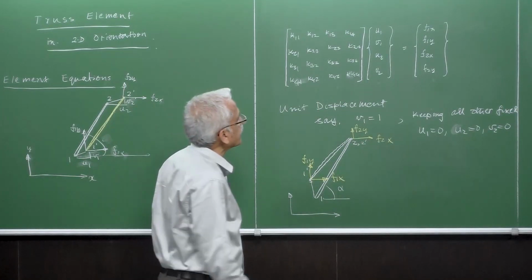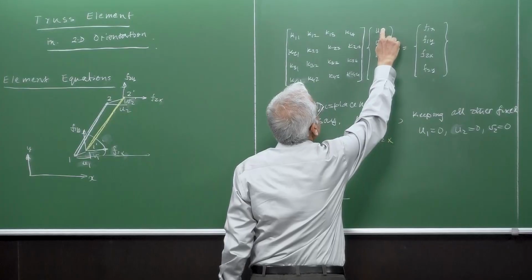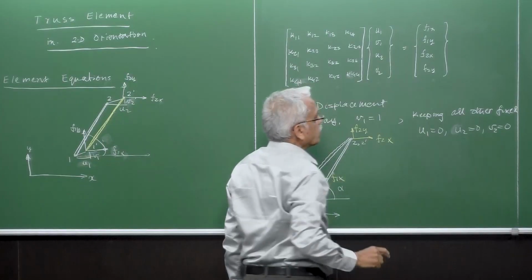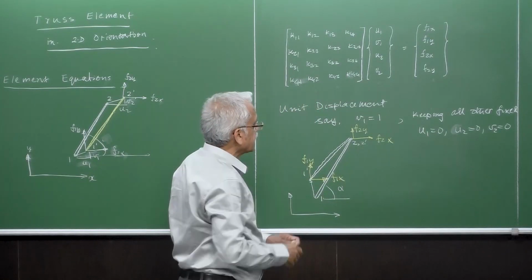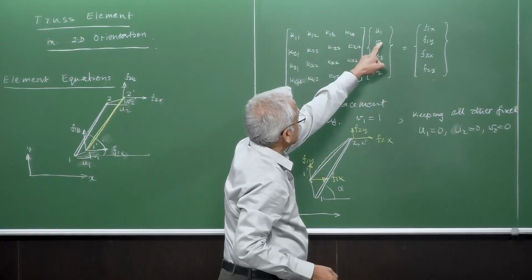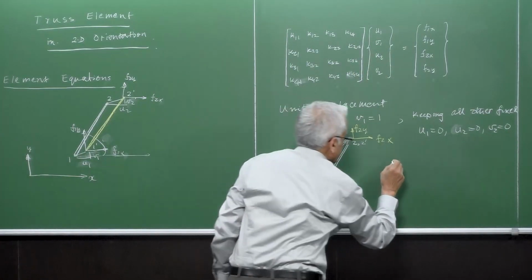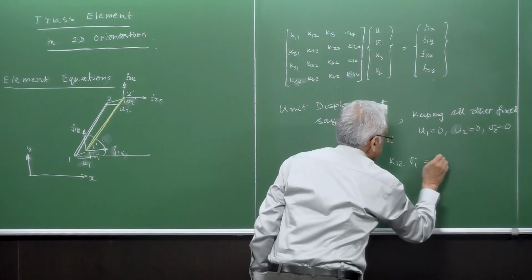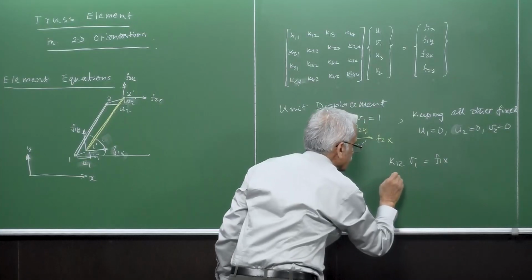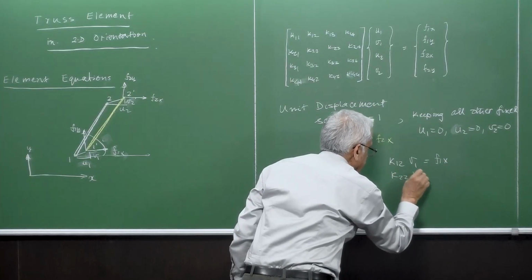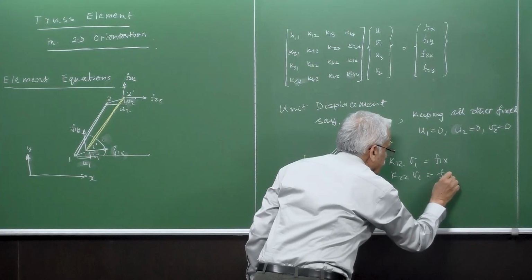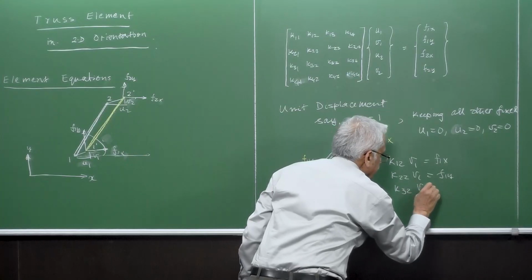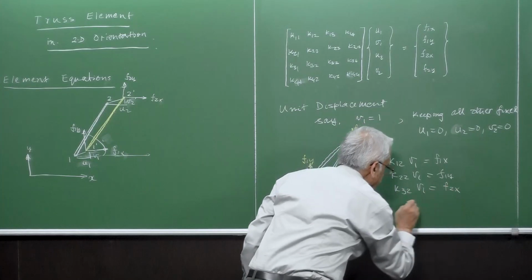The significance is this: if you put u1 equal to 0 and v1 equal to 1, with u2 and v2 being 0, then if you multiply this matrix with the column here, it will be simply k12 multiplied by v1 is equal to f1x. Similarly, k22 multiplied by v1 is equal to f1y, and k32 multiplied by v1 is f2x.